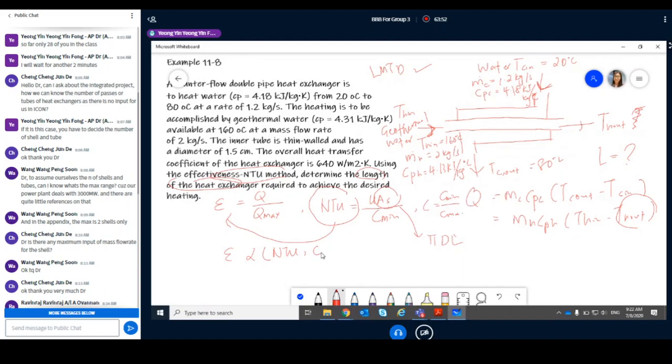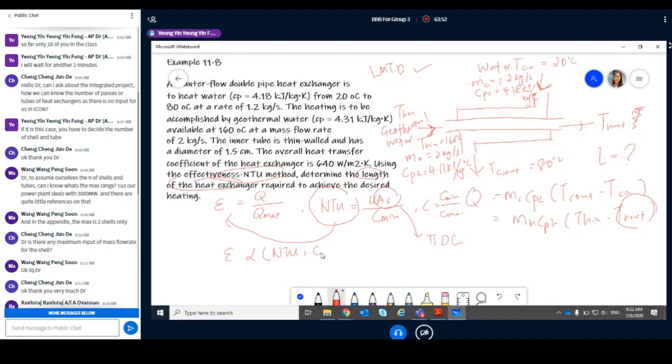Once I get the NTU, of course, the relationship between effectiveness and NTU is based on the table or based on the chart that you might need to refer to later on. Okay? And then after that, C min you can get easily. U is given over here. U equals 640.